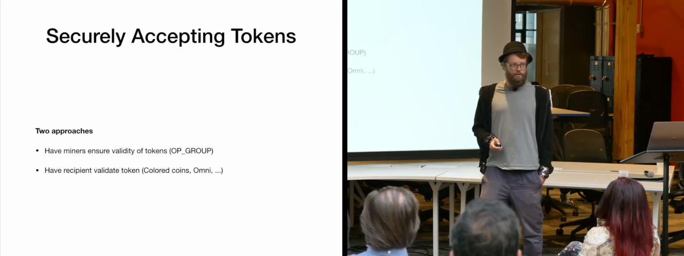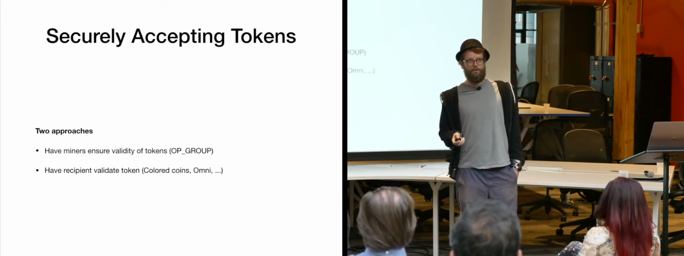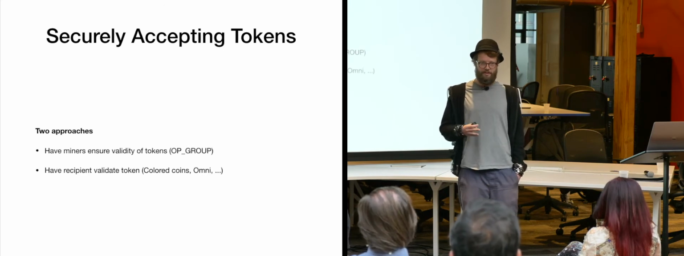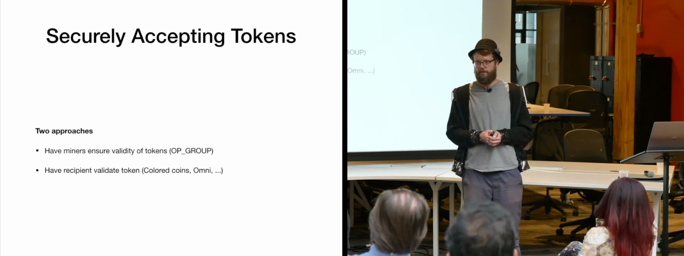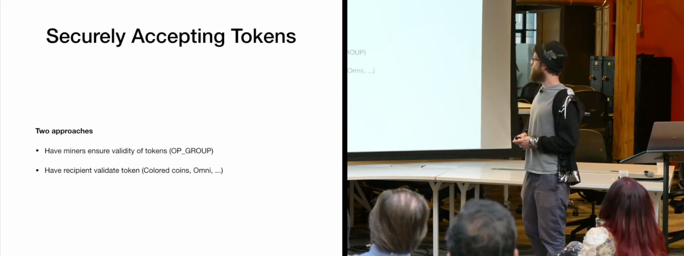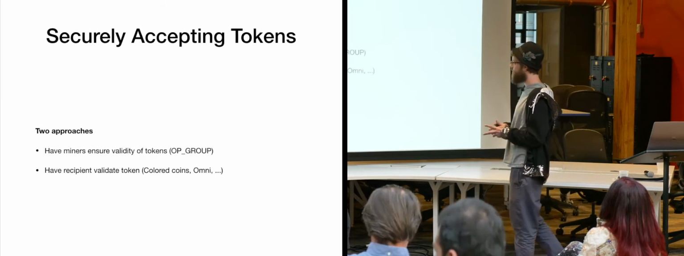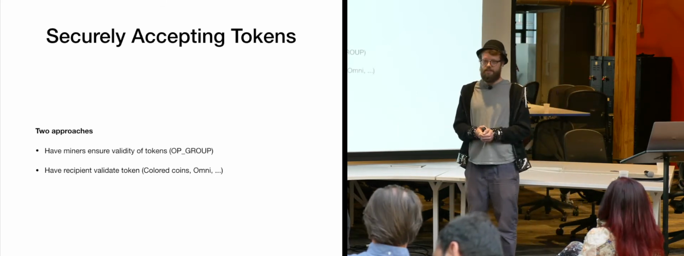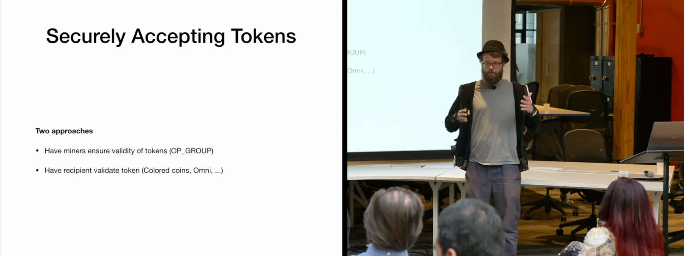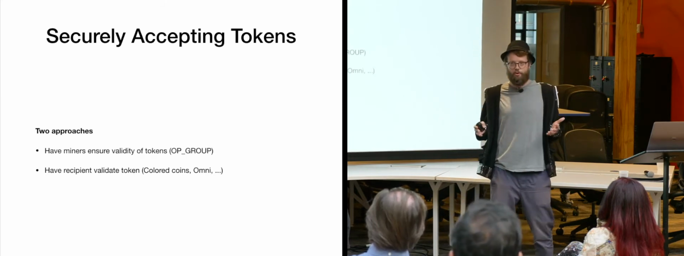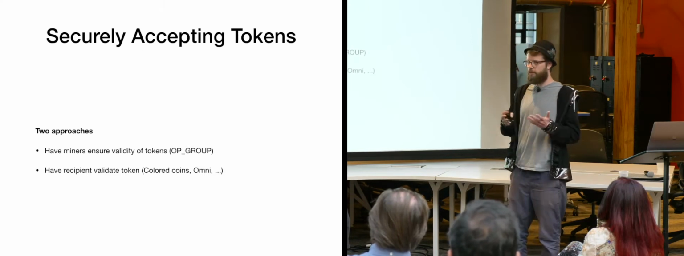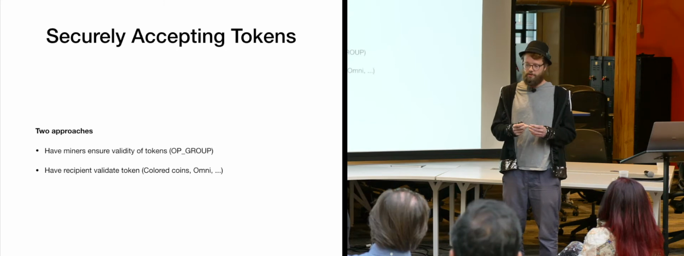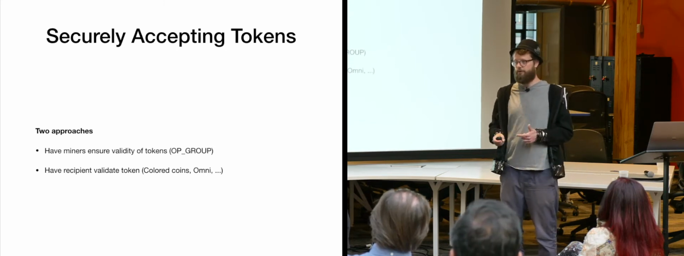The hard part about building tokens is securely accepting tokens. This is the point where you have to check this integrity constraint and make sure that the token you're receiving is actually a valid token according to the standard. There are basically two approaches. The first is to have all the Bitcoin miners ensure that no tokens get created out of thin air. There's been a proposal called OP_GROUP, discussed in Bitcoin Cash, which is a new opcode for the Bitcoin scripting language that specifies exactly how tokens flow from inputs to outputs.